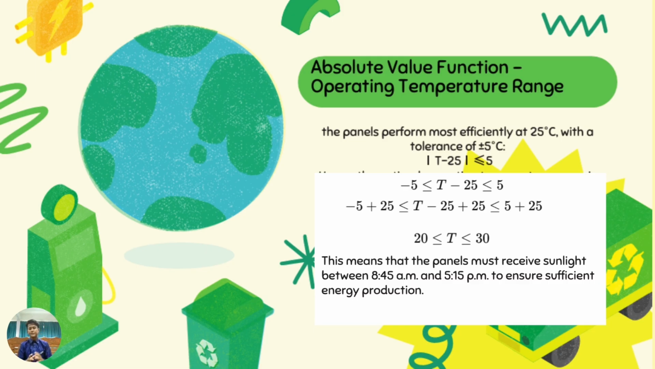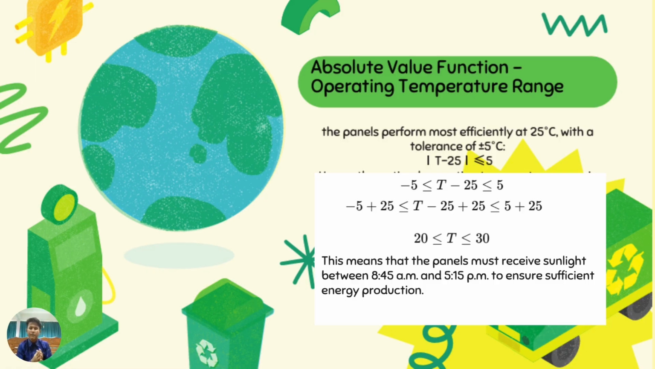Okay, we continue with absolute value, the operating temperature range. The panel performs most efficiently at 25 degrees, with a tolerance of plus or minus 5 percent. When we calculate, we get the temperature range between 20 degrees and 30 degrees.